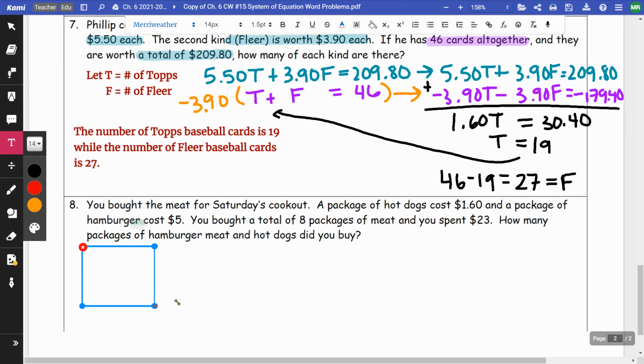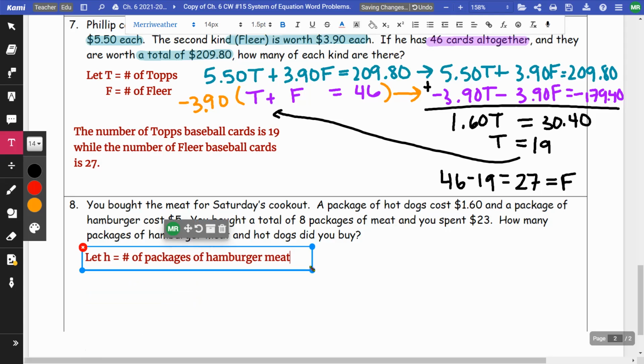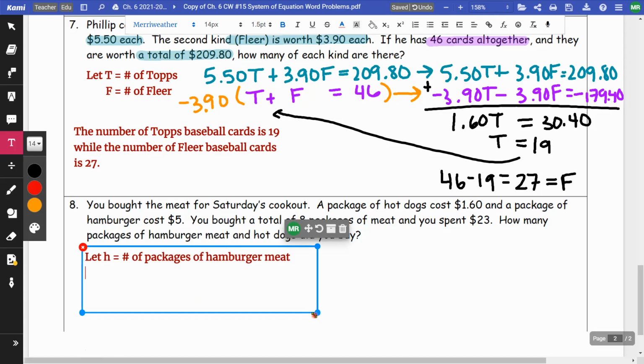So that's going to be our variables. I'll do H for hamburgers. Let H equal the number of packages of hamburger meat. And I'm going to put D for hot dogs. D is equal to the number of packages of hot dogs.